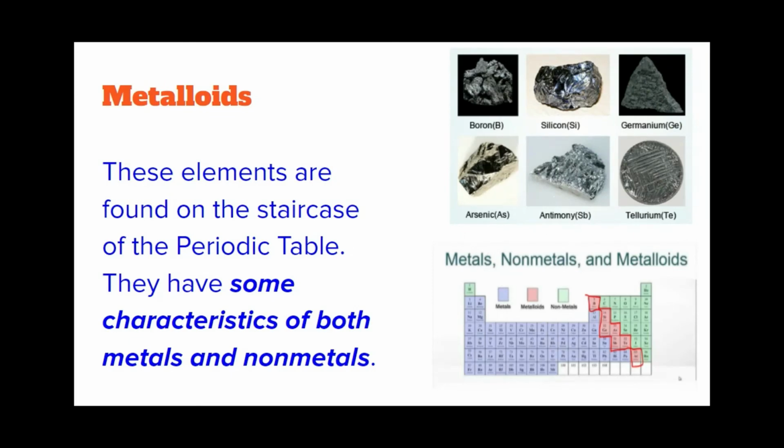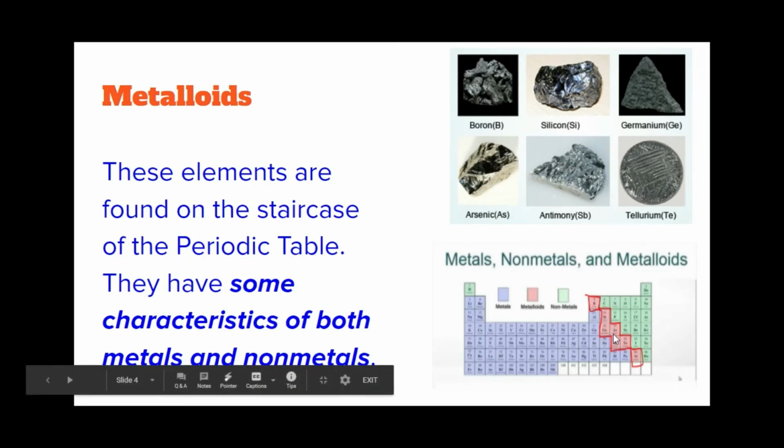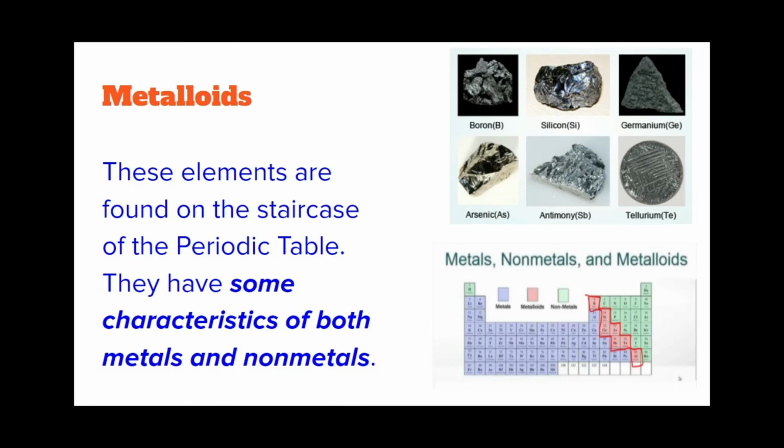Last but not least, we have metalloids. Metalloids are elements that are found on what we call the staircase of the periodic table. If you take a look at my terrible highlighting job here, you'll see why we call it that. Metalloids have some characteristics of both metals and nonmetals, and examples of these elements include boron, silicon, germanium, arsenic, antimony, and tellurium.